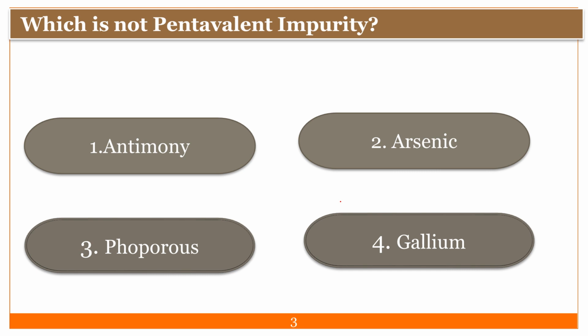Before starting, I want to ask you one question. This question is very famous. Which is not a pentavalent impurity? Option 1 is antimony, option 2 arsenic, option 3 phosphorus, option 4 is gallium. I will wait 5 to 10 seconds, watching your comments. You have to give me the answer in the chat box. I'm waiting for your answers.